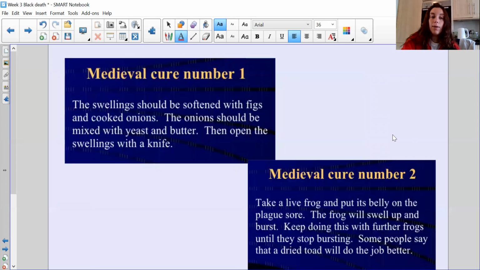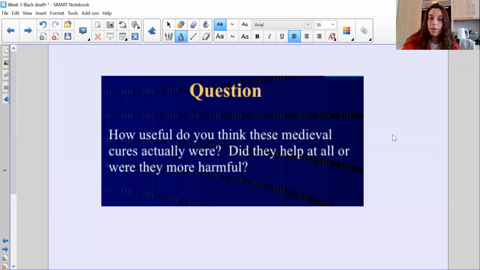So, their cure number 1, the swelling should be softened with figs and cooked onions. The onions should be mixed with yeast and butter, then open the swellings with a knife. Cure number 2 was to take a live frog and put its belly on the plague sore. The frog will swell up and burst. Keep doing this with further frogs until they stop bursting. Some people say that dried toad will do the job better.